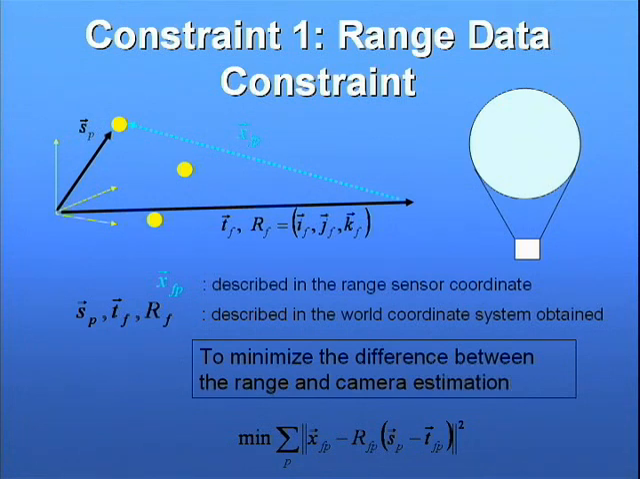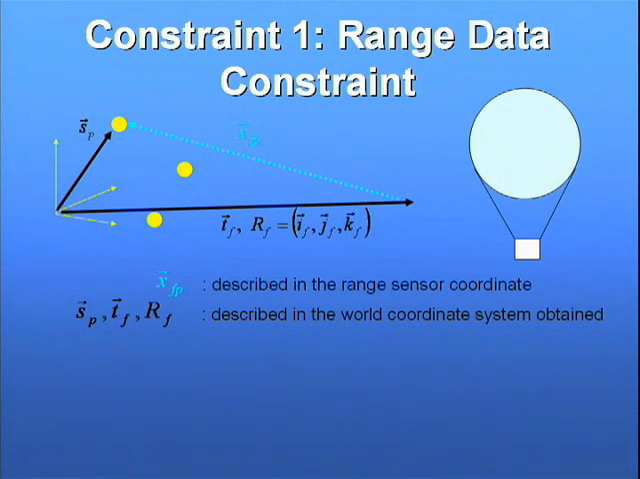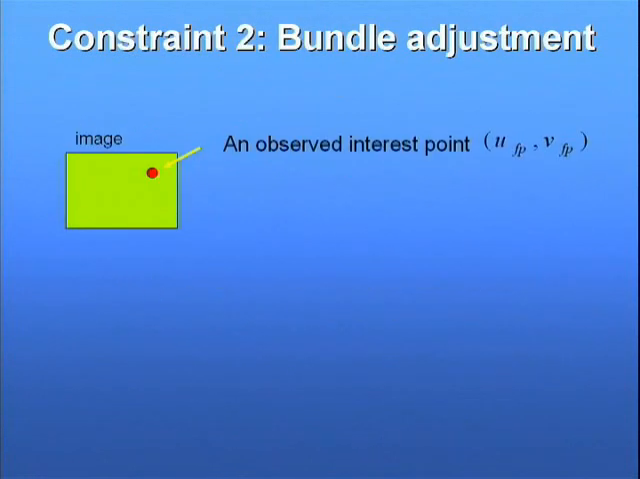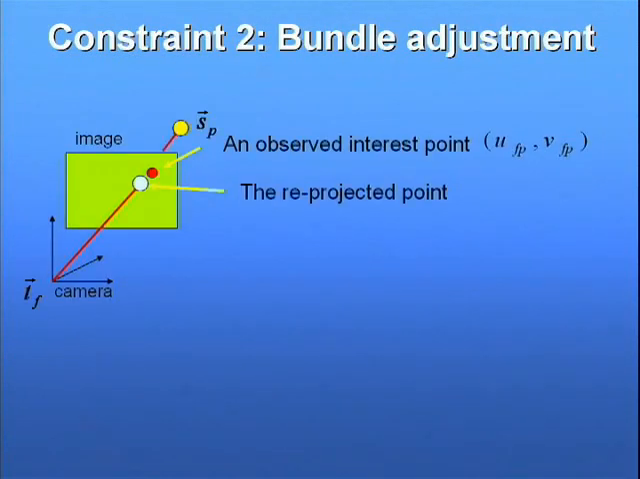This is the first constraint. Second constraint. This is so-called bundle adjustment. If you obtain 3D data, then by projecting back by using rotation and translation, that point should correspond to the observed data point. This is standard bundle adjustment. This is often used in stereo systems.